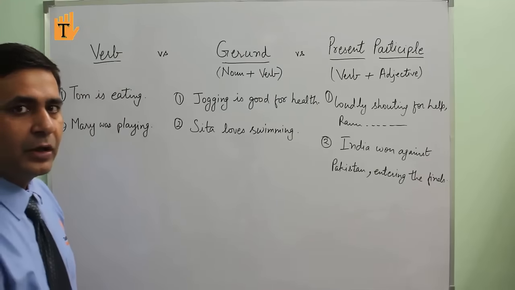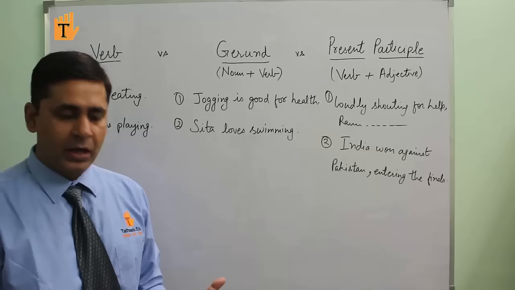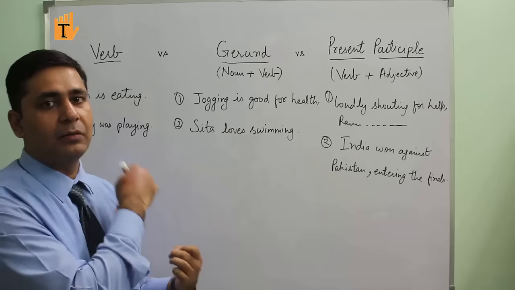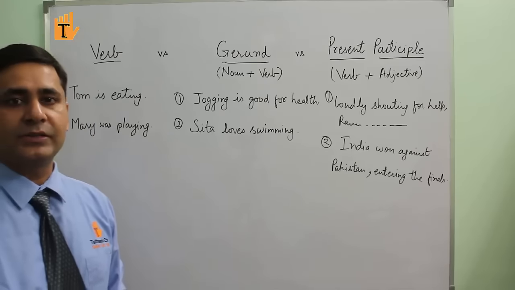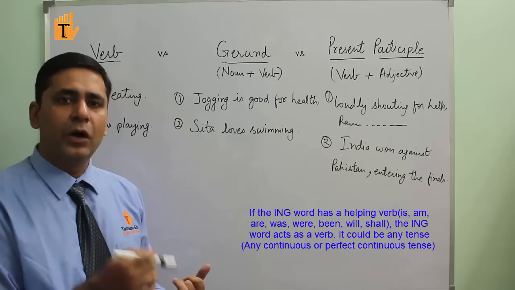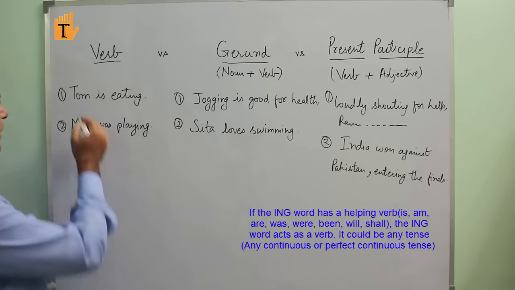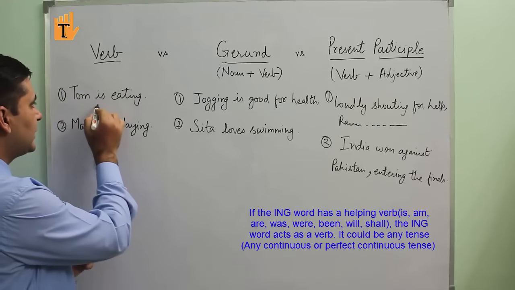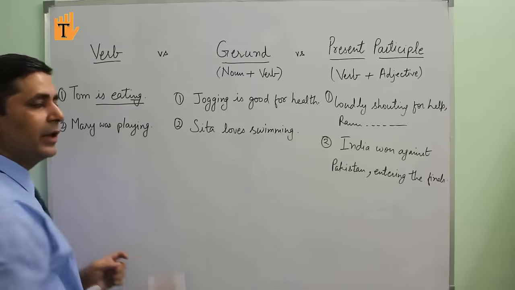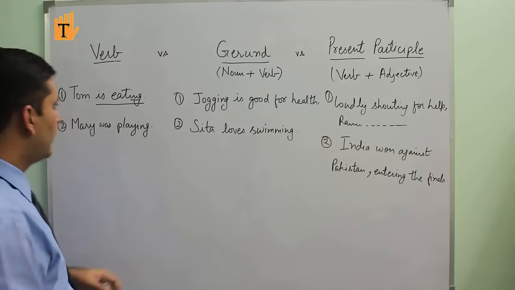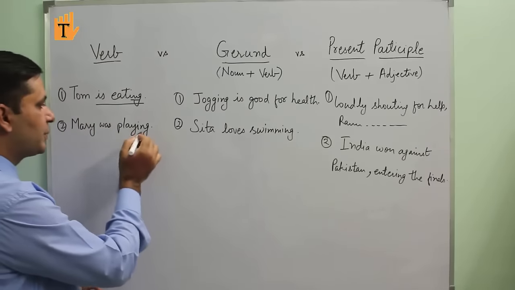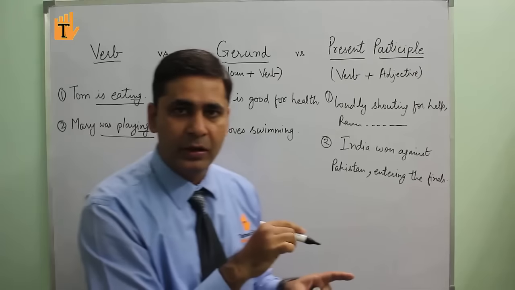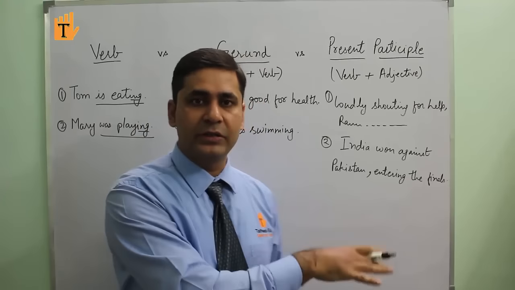What is a verb? A verb is mostly an action part, and a verb ending with ing that expresses an action will be a continuous tense verb, whether present continuous or past continuous. Here are a couple of examples. First, Tom is eating. So is eating is your verb. The word ending with ing is a verb here. Similarly, Mary was playing. The word ending with ing is again a verb here. How can you identify this as a verb? I'll come to this later on.